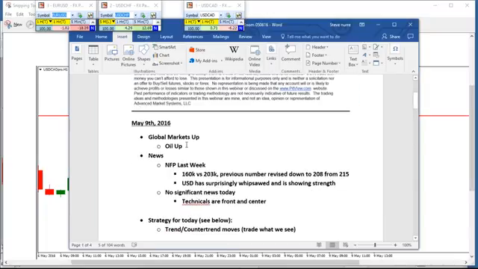And even with all the oils down now, even though the Dow is up, oil's down. Dollar's surprisingly been strong since last week. Technicals are front and center because there's no significant news today. It's kind of a slow week up until, I believe, either Wednesday or Thursday. Not a huge amount of news coming out in the market this week.